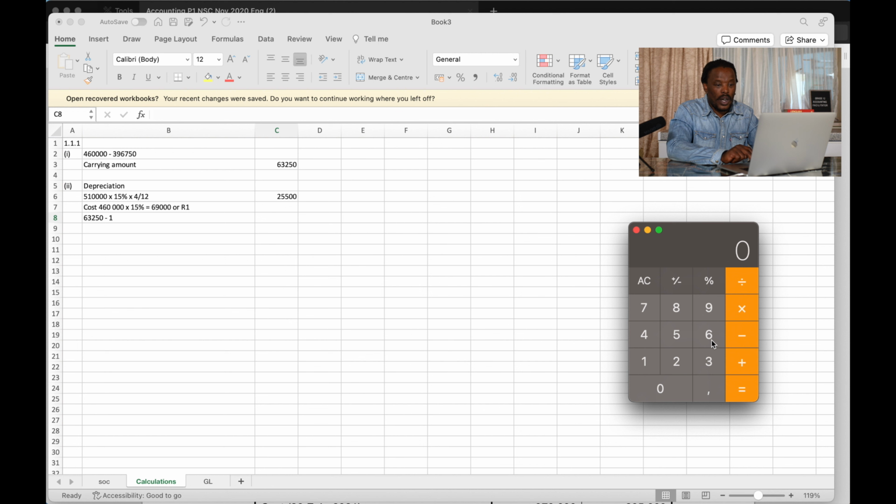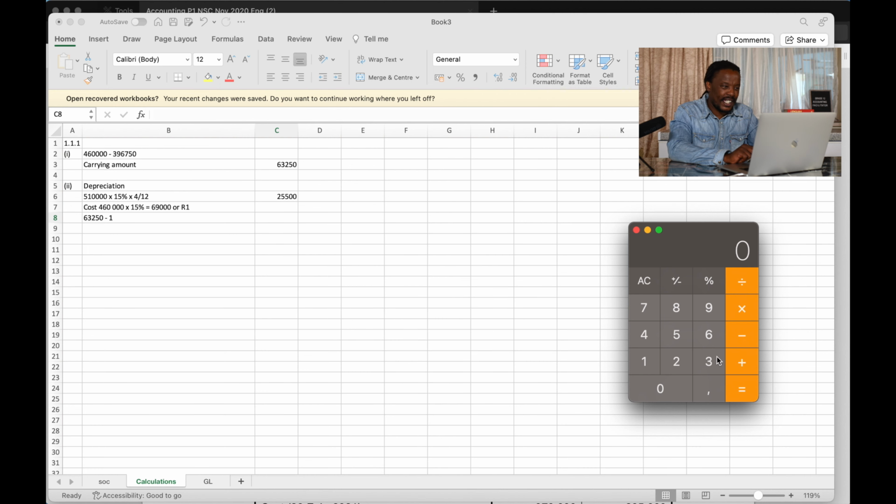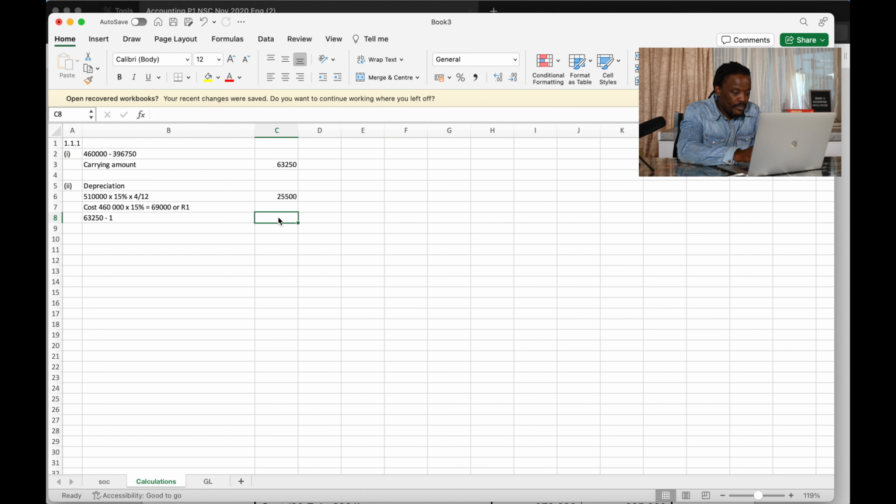And this rule or principle is there in your notes, it's there in your textbook. Just play around with this concept of when do we reduce the asset to 1 rand, and then come back to this exercise so that you understand fully why we use 1 rand and we use the carrying amount to calculate the depreciation value. This is how you do it, and if you do it like this, you will collect maximum marks, which is 63,249.